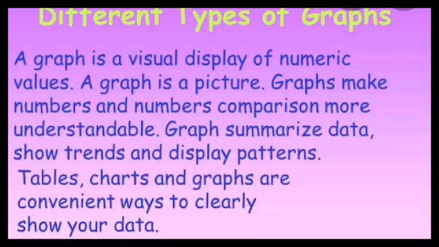So, different types of graphs. A graph is a visual display of numeric values. A graph is a picture. Graphs make numbers and number comparison more understandable. Graphs summarize data, show trends, and display patterns. Tables, charts, and graphs are convenient ways to clearly show your data.